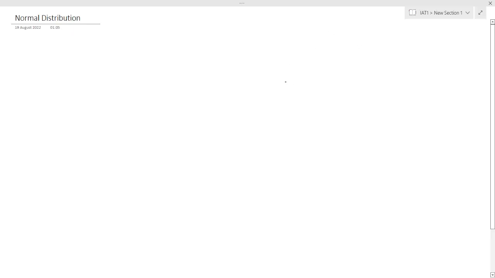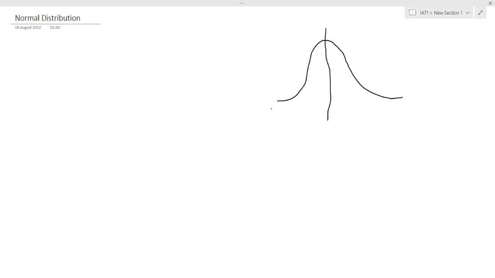You have seen the normal distribution curve. The normal distribution curve looks like this, also known as the bell curve, right? You must have seen the diagram. It is symmetric about the y-axis. I will try to explain to you why and how the normal distribution arises.